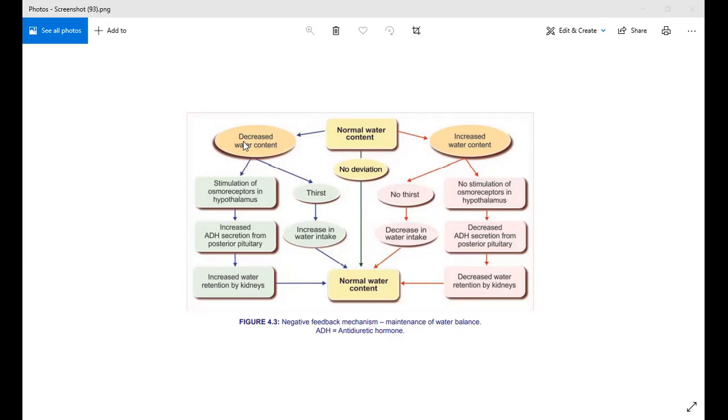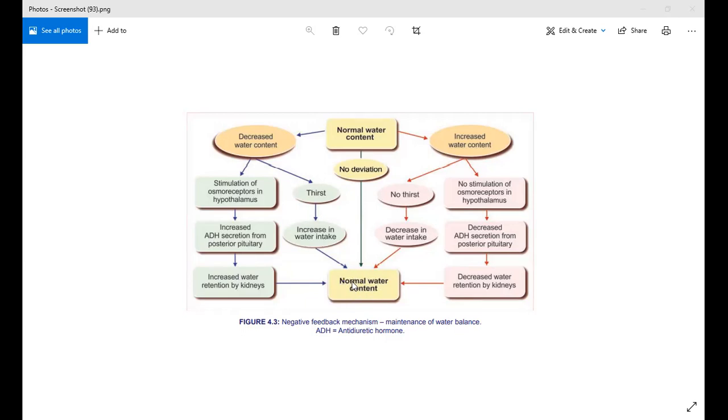Now, what does your body need to do? Osmoreceptors sense that there is a decrease in water content or increase in osmolarity. So stimulation of osmoreceptors in the hypothalamus, what do they do? They increase the ADH secretion, antidiuretic hormone, from the posterior pituitary. I said that this hormone is produced in the hypothalamus, but it is stored in the posterior pituitary gland. Now, this hormone goes to the kidney to increase water reabsorption from the kidney into the blood, and then what will happen? We'll have a normal water content.